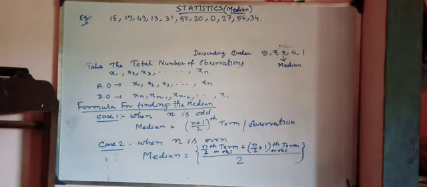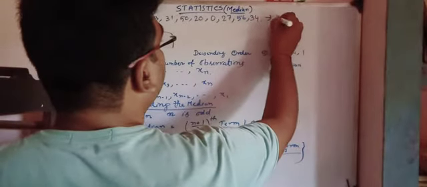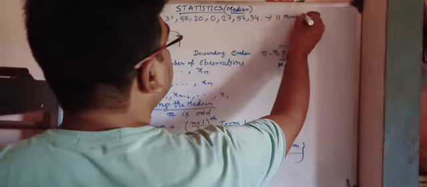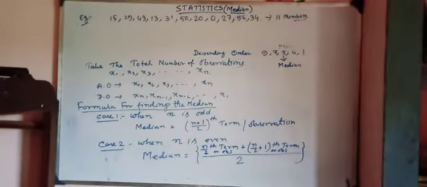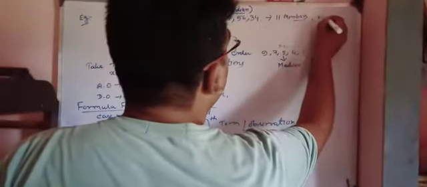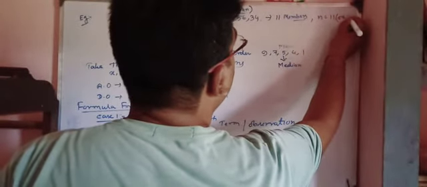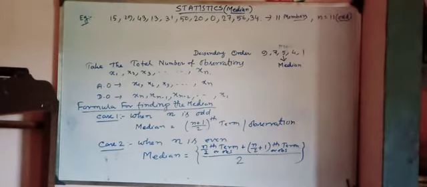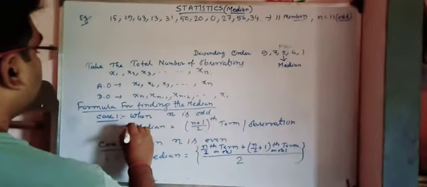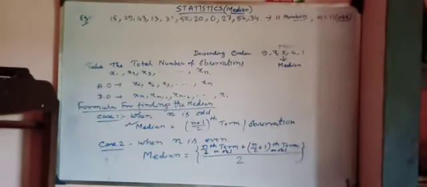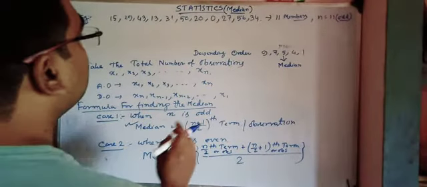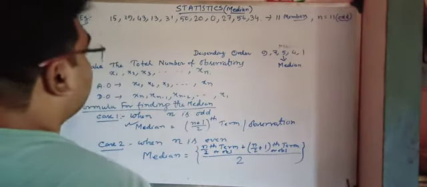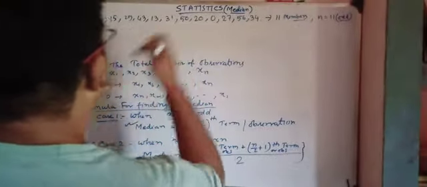We have to find the median here. Since there are 11 members, my value of n is equal to 11, which is an odd number. So we should apply the odd formula for finding the median. Understood that? Now our next work is to arrange this data in ascending order. We are arranging it in ascending order.